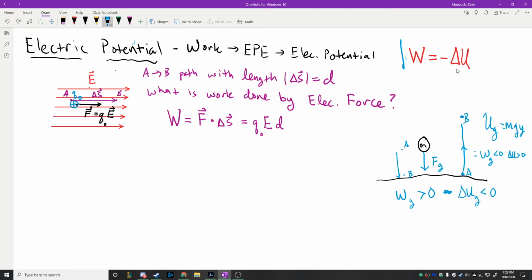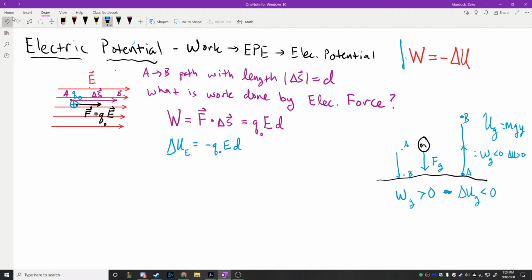We've got this connection here. Work is related to the negative of the change of potential energy. So let's apply the exact same thing to what we wrote right here. We say that the work done is equal to Q naught E D, then the change in potential energy due to the electric field would be equal to the negative of this, negative Q naught times E times D. That's what the change of potential energy in this particular case would be.